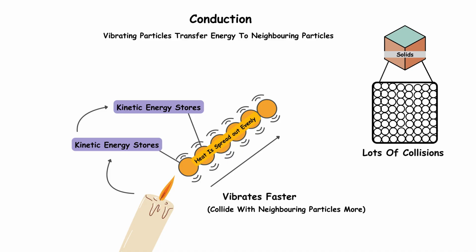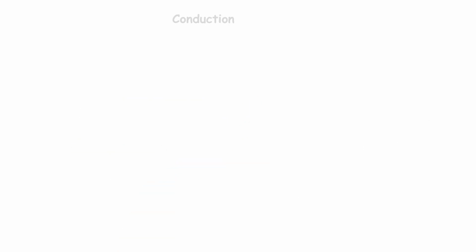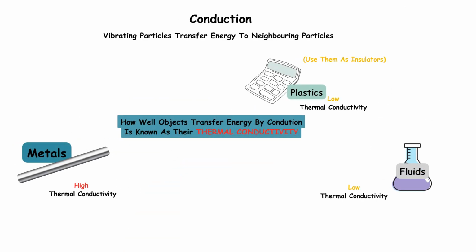Now, the reason that conduction occurs mainly in the solids is because the particles in a solid are held together really closely, which means there's lots of collisions that pass on the energy, whereas in liquids and gases the particles are all further apart, and so they don't collide as much. Exactly how well objects transfer energy by conduction is known as their thermal conductivity. Metals have a high thermal conductivity and transfer heat energy rapidly, whereas plastics have a low thermal conductivity, which is why we use them as insulators, and pretty much all fluids have a low thermal conductivity.